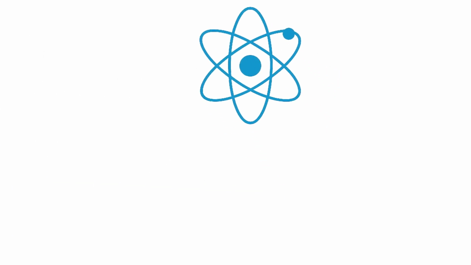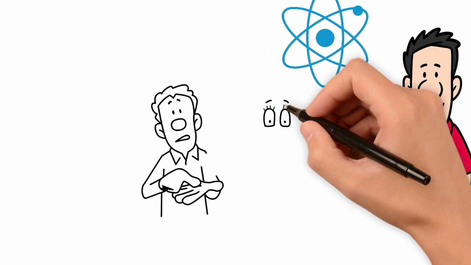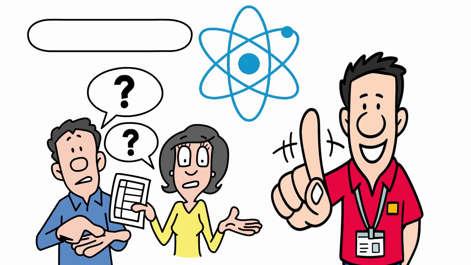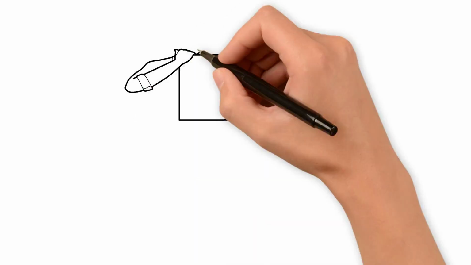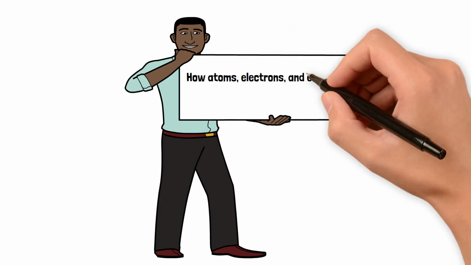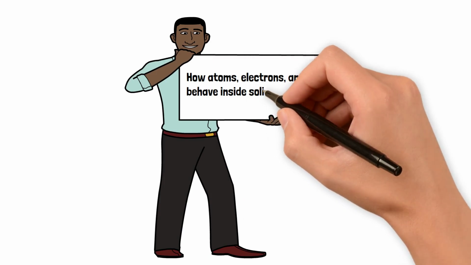Inside these crystals, electrons don't just orbit atoms, they spread out, forming energy bands that determine how easily they can move. This discovery, the concept of energy bands and band gaps, gave birth to solid-state physics, the science of how atoms, electrons, and energy behave inside solid materials.